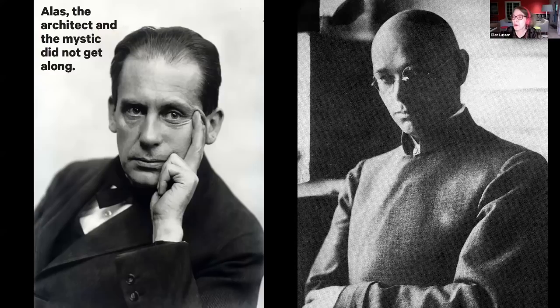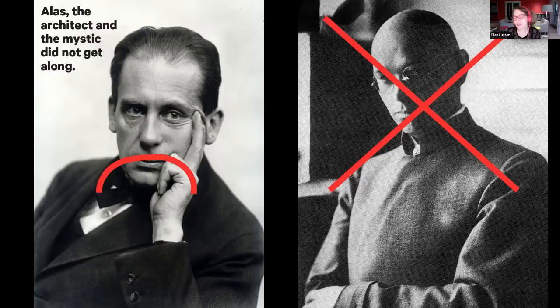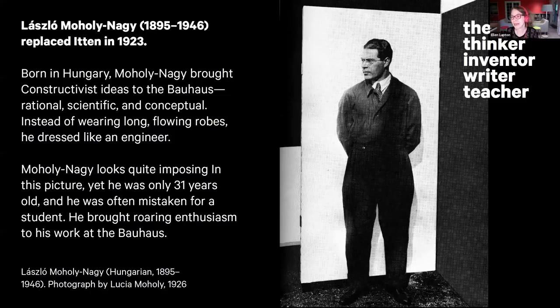So back at the Bauhaus, Gropius and Itten, the architect and the mystic, did not get along. Gropius had in mind a much more technology-oriented future for the Bauhaus, and he basically forced Itten to resign. He also hated the garlic smell. This was not good. And so Itten left in 1923, and he was replaced by this guy.